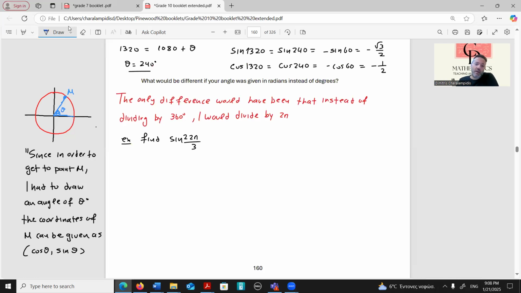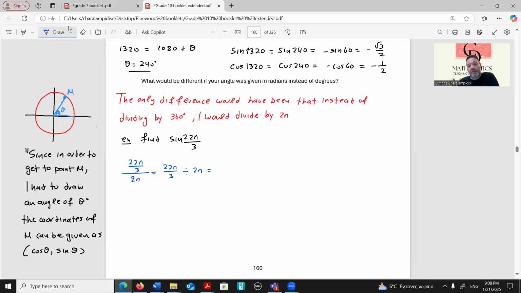First of all, obviously 22 pi over 3 is greater than 2 pi. And I want to see how many full circles I have drawn. So I'm going to do 22 pi over 3 and all that divided by 2 pi. This can be written also as 22 pi thirds divided by 2 pi.